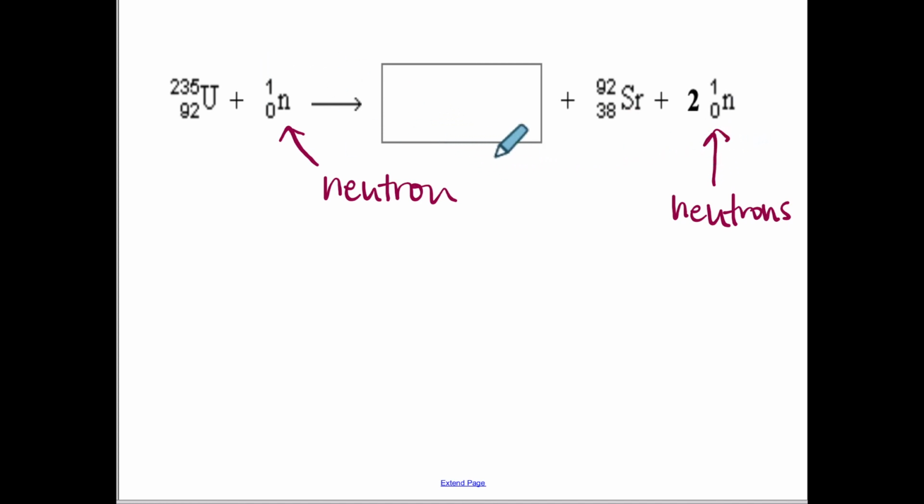So we need to figure out what isotope is going to go here. And again, we just have to make sure everything adds up. So 235 plus 1 is 236. So we need the top to add up to 236. So 236 minus 92 minus 2, because we take 2 times 1 to get the mass of 2 neutrons, gives us 142. So 142 is our top number here.